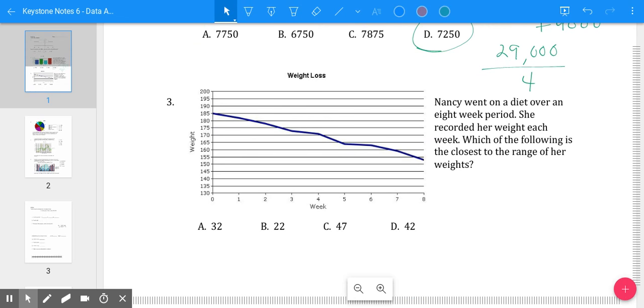And then last on the front page, they're asking us to find the closest range of her weights. And clearly here she's starting at about 185. And the lowest number on here, if we scroll back to the y-axis, is somewhere in between 150 and 155. So if we take 185 and subtract off, we'll approximate maybe 152. And we get 33. And the closest value that matches that range is this first answer, A, 32.